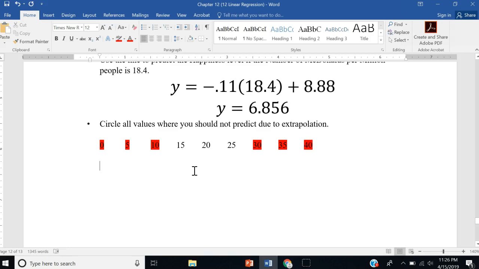All right? Hopefully you can read that. But basically, I can't really circle the values, so I just highlighted those in red. So 0, 5, 10, 30, 35, and 40 are all values that you would not want to predict at due to extrapolation.